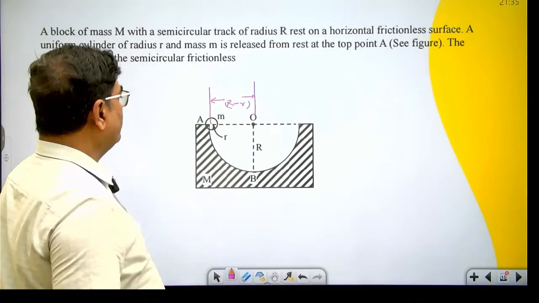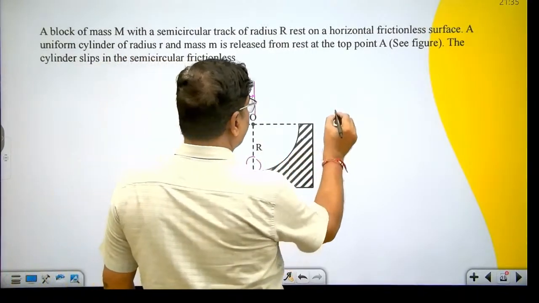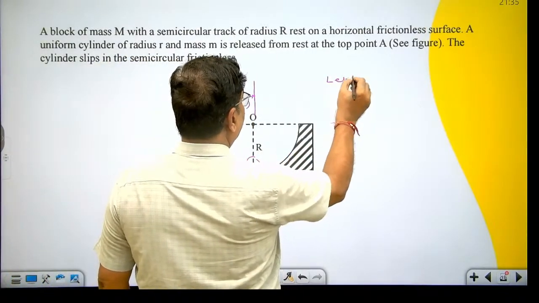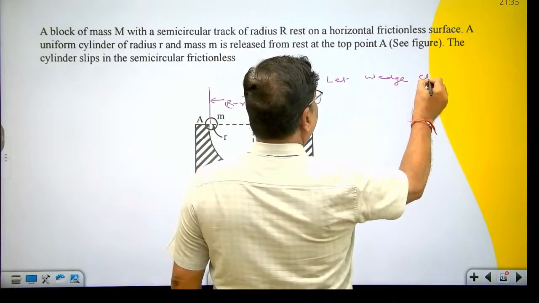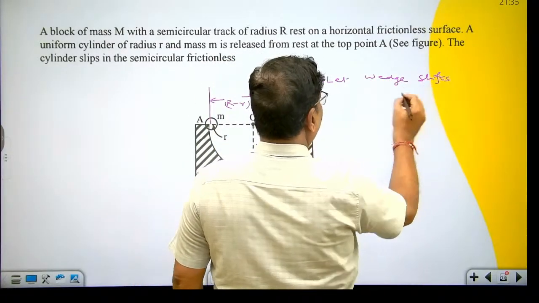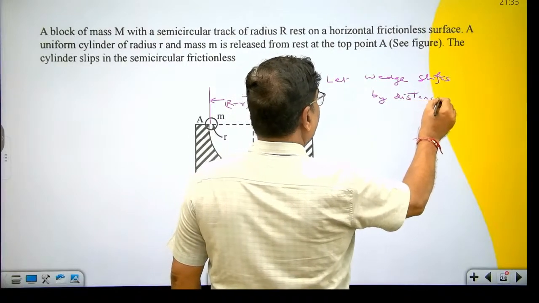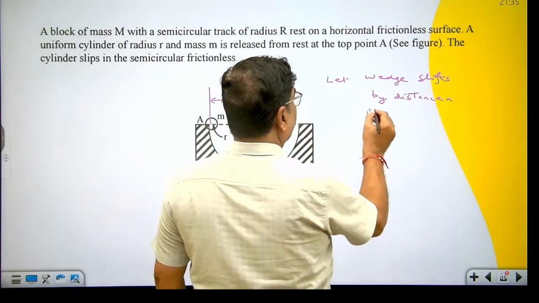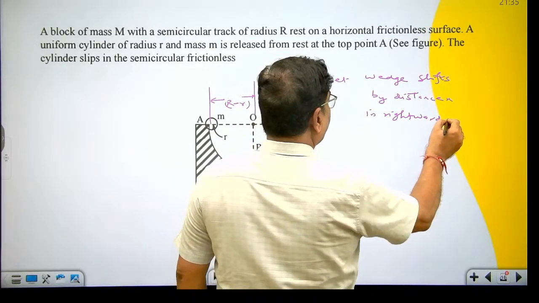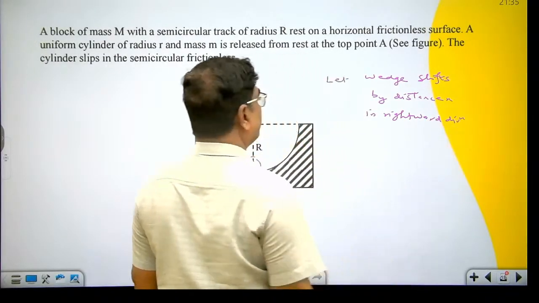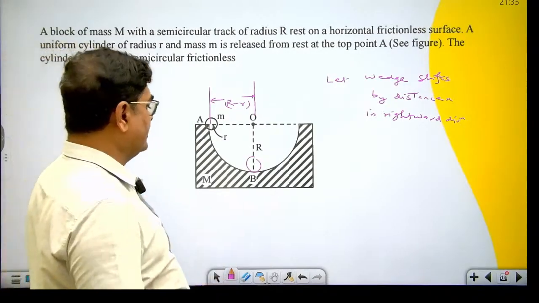What do we assume? When the cylinder has reached here, we assume the wedge shifts by distance x in the rightward direction. Now we are applying the equation of center of mass in the x direction.